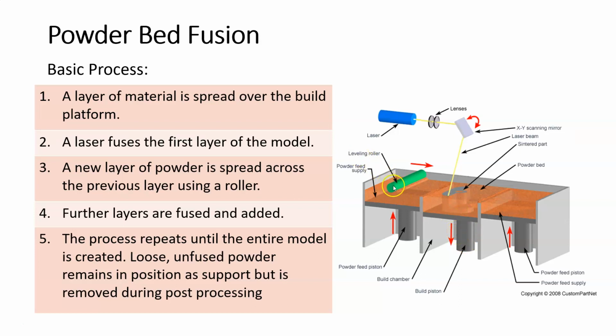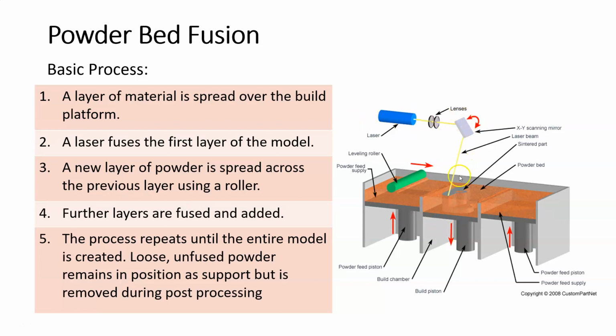And at that point, a roller or a blade is going to take the powder from the powder feed supply, and it's going to roll or distribute it across the entire surface of the build platform, right? So remember, the build platform has moved down slightly, one layer in height. So this roller is going to roll across, and it's going to distribute the powder and fill that whole area in the build chamber. All right.